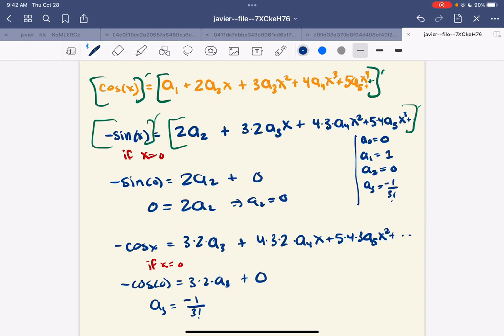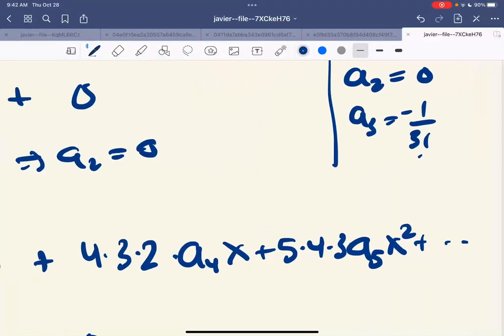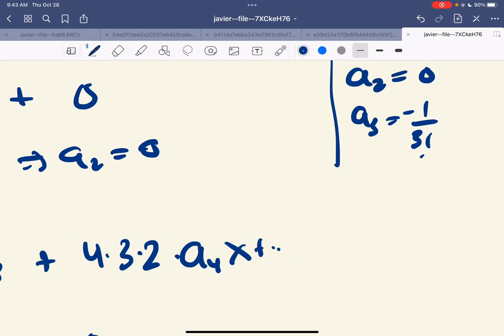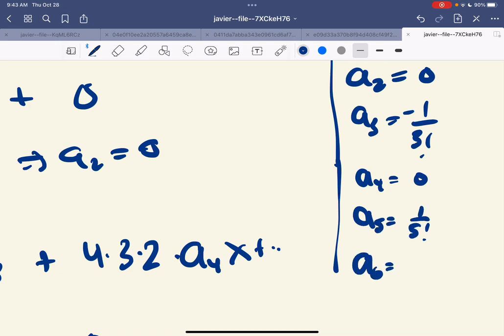And after a while, you'll see the pattern here. The pattern is quite easy. I could keep going forever, but I'll let you do that. Pause the video and do that. Let me erase this so I can show you the pattern. I'll just use dot, dot, dot, dot here. A4 is going to be equal to 0. A5 is going to be equal to 1 over 5 factorial. A6 is going to be equal to 0. A7 is going to be equal to negative 1 over 7 factorial, and so on and so forth.